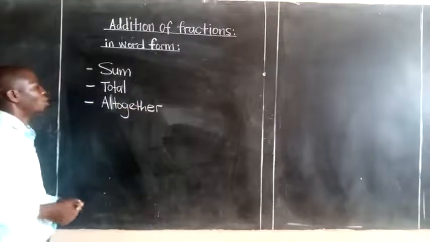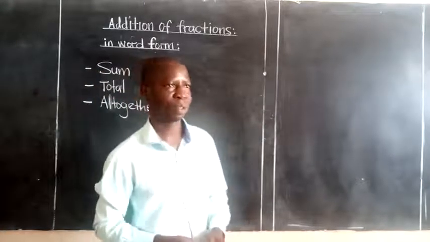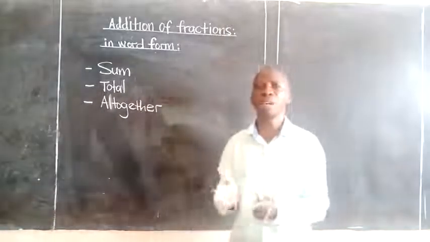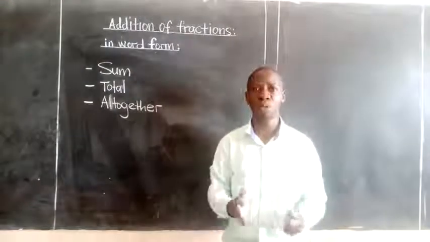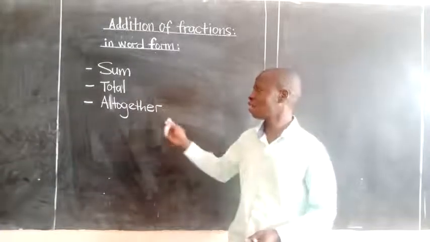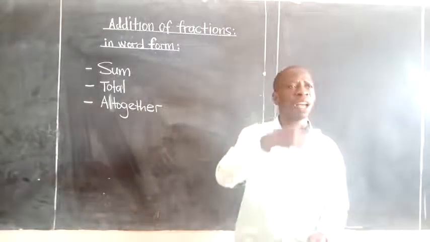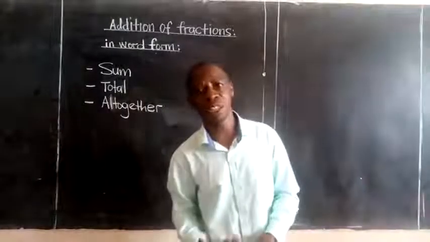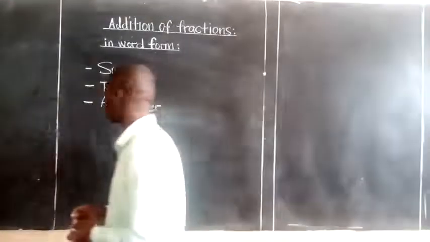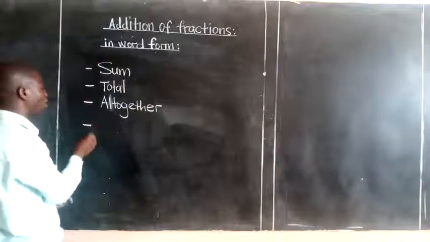Altogether also means adding. We get altogether by adding. Altogether means total. How do we get them? By adding. So we shall add in order to get altogether. So whenever they say how much did they get altogether, you simply add and find what you call altogether.